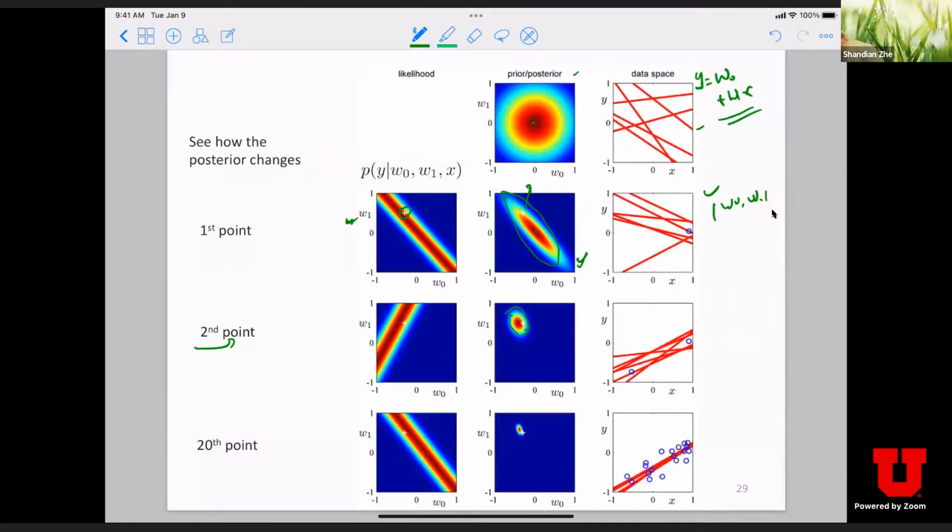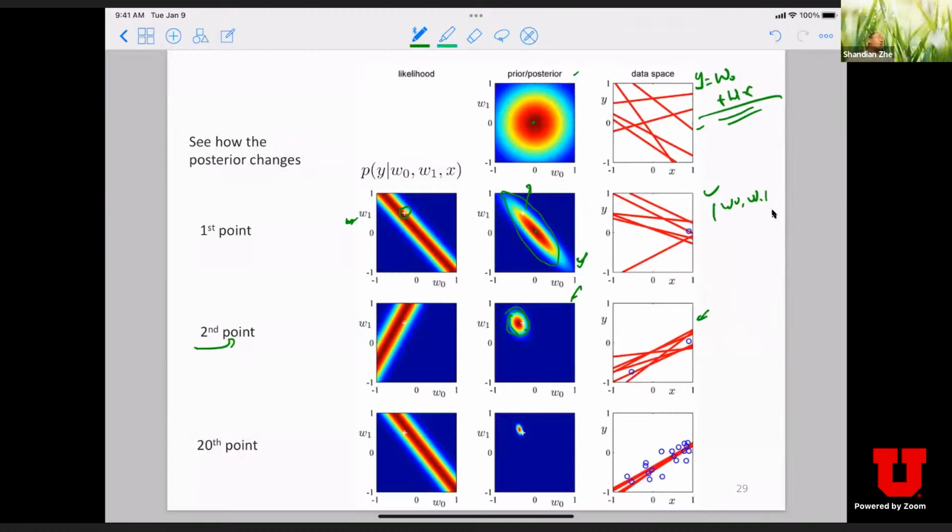And if we use this posterior to sample W0 and W1 and draw the regressor curves, you can see that those lines are getting even closer. Why? Because the high density region is further reduced, so you can imagine many samples of W0 and W1 are getting even closer. So the corresponding lines here are getting closer and closer. By the way, this blue circle is just the training points.